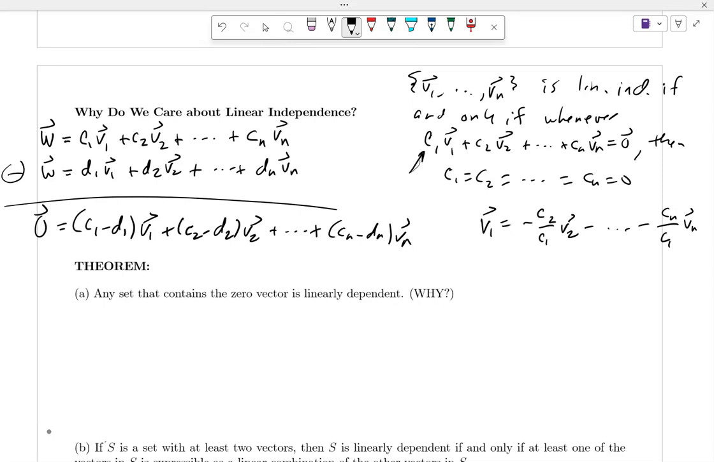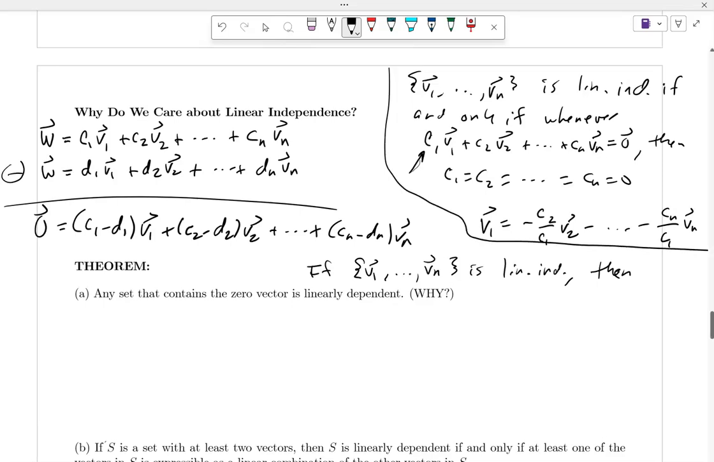If my vectors are linearly independent, if I have a linearly independent set, then what has to happen? What has to be true about all the constants? If it's linearly independent, what does this constant have to be? And what does that constant have to be? And all the way out, right? So what does that say about your c1 and d1? They're the same thing. What does it say about your c2 and d2? They're the same. And all the way out, your cn and dn have to be the same.